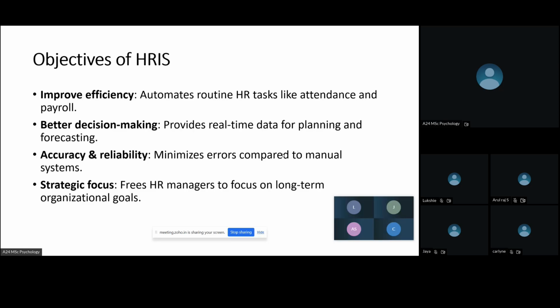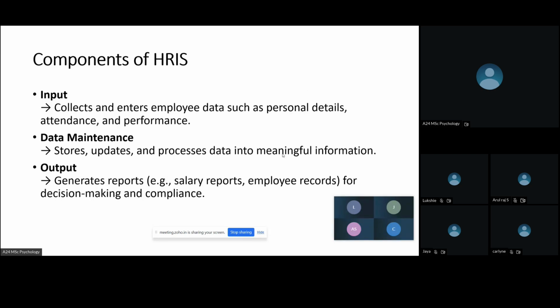And then what are the components of HRIS? So there are three main components: first is input, second is data maintenance, and third is output. We can remember it as a flow. Before maintaining data, we should first have the data, so that is why input comes as the first part. We need to collect and enter employees' data such as their personal phone number, email address, their emergency contact, or what is their attendance and what is their performance score. Everything we need to collect and enter into the HRIS system.